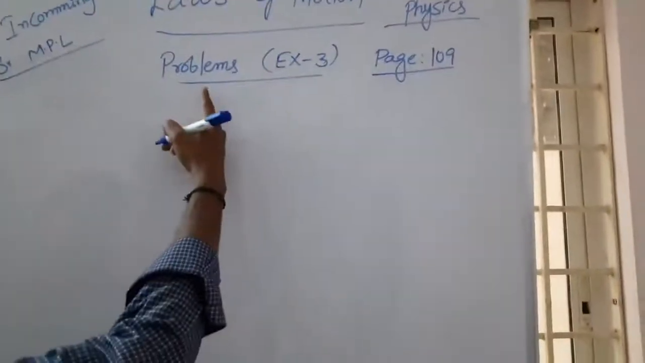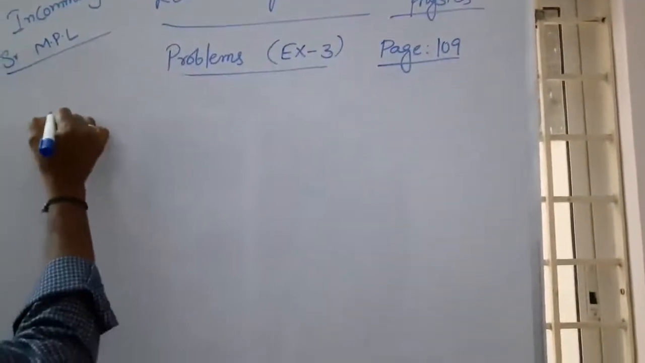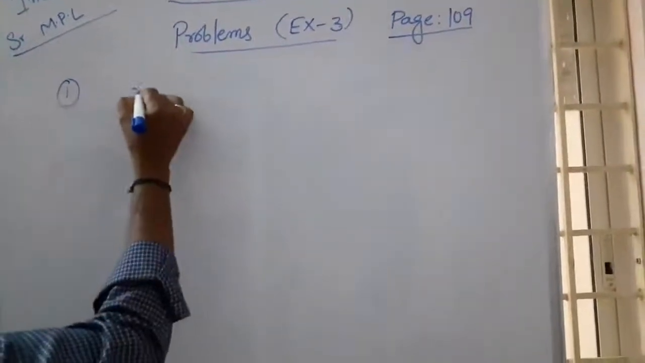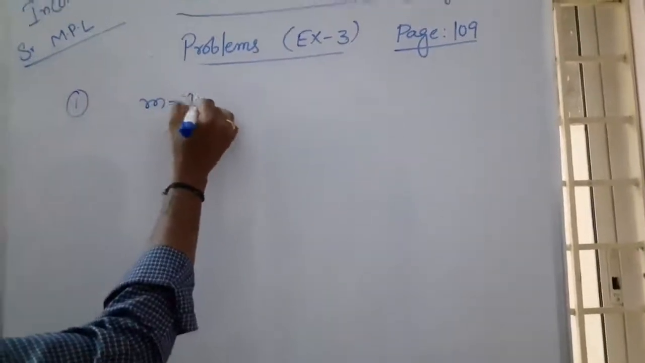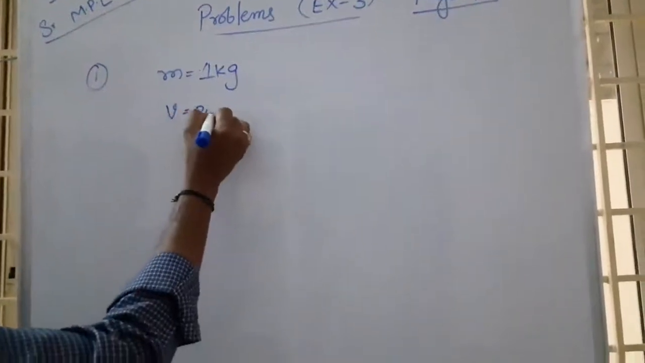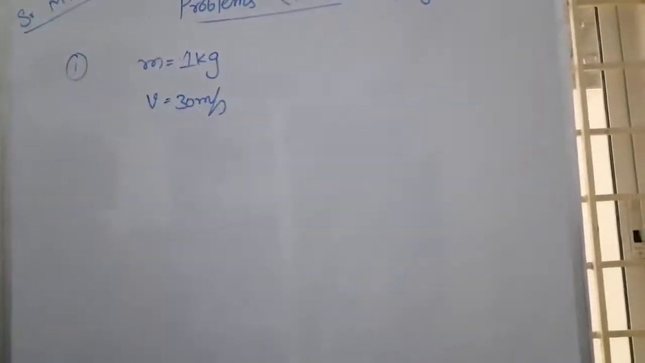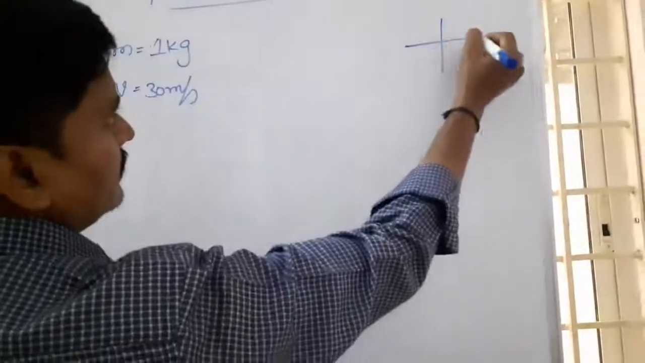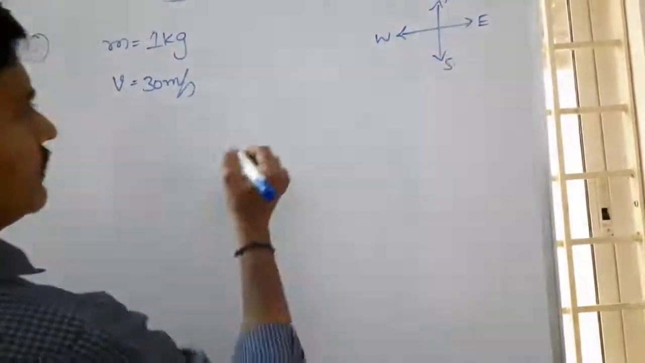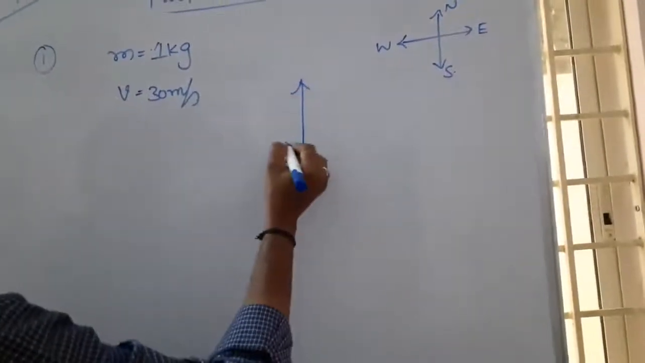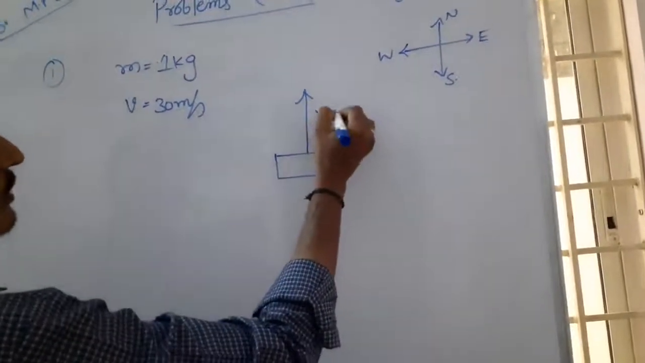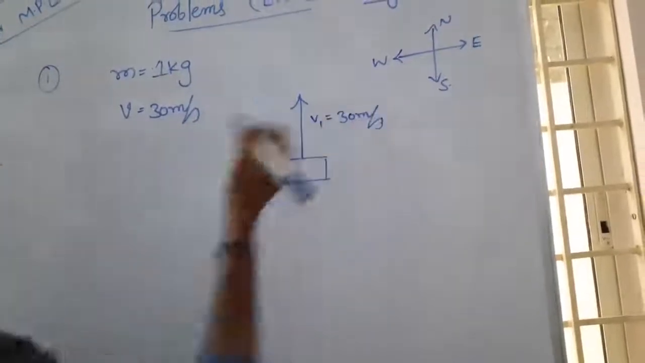So exercise 3 problems, page number 109. The first problem: a body of mass 1 kg is moving with a velocity of 30 meters per second in the northward direction. This is east, west, north, south. The velocity of the body in the north direction is given. Assume v1 is equal to 30 meters per second.